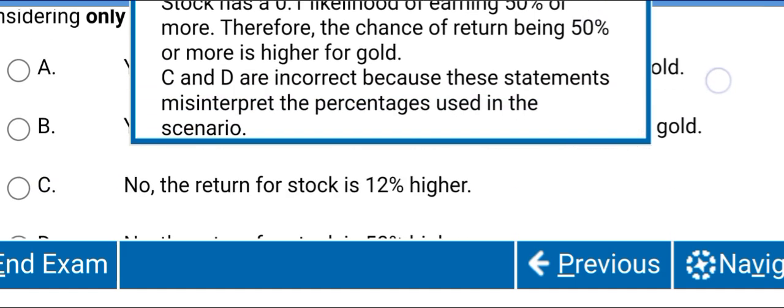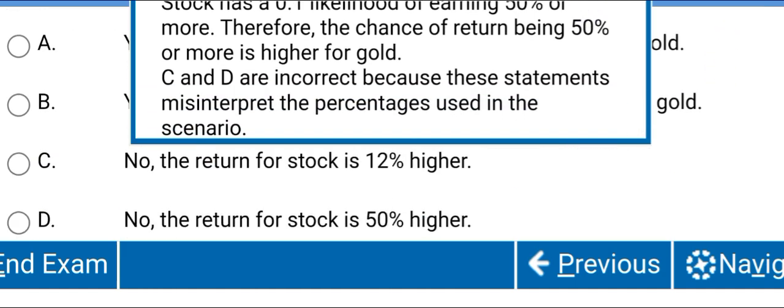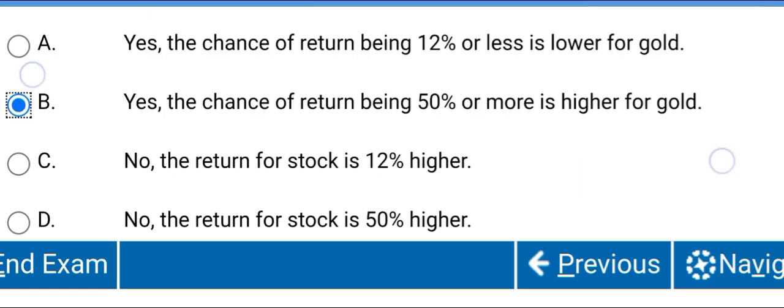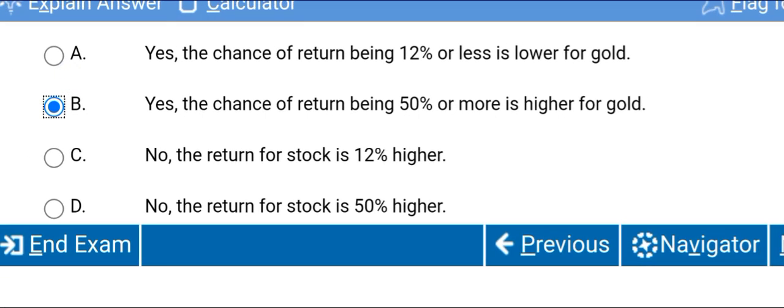C and D are incorrect because these statements misinterpret the percentages used in the scenario. So the correct option is option B, which says yes, the chance of return being 50% or more is higher for gold.